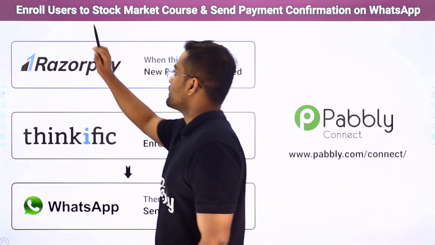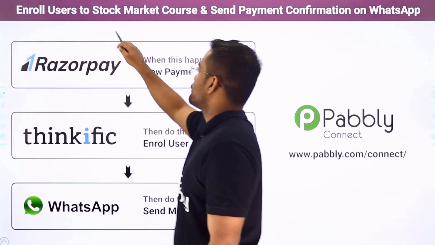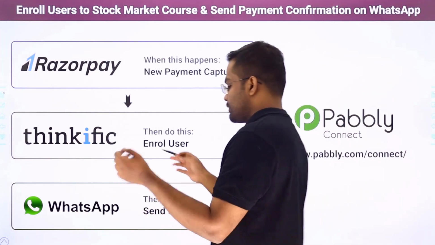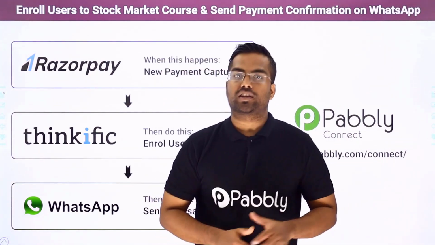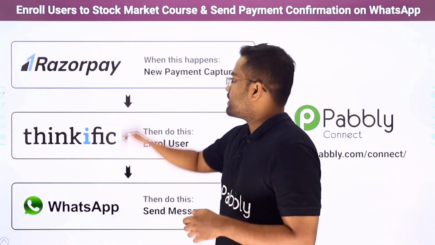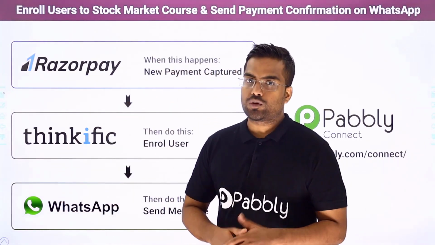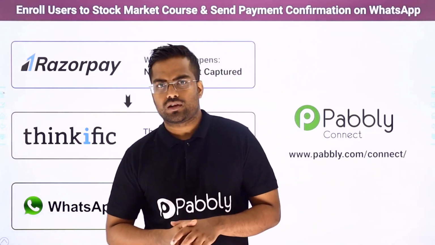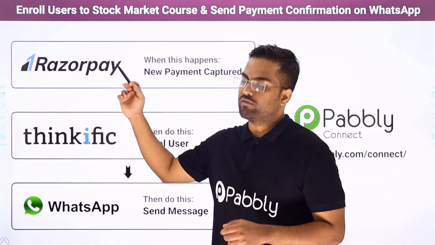So in this video we will learn how to enroll users to a stock market course and send payment confirmation on WhatsApp. So imagine this, you are a stock market trainer and you have a lot of students. You are also using a payment gateway called RazorPay to collect the payments from your new students. So let's say there is a guy called John. He has made a payment on RazorPay, you have received it.